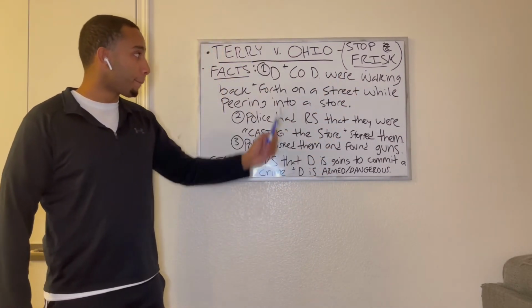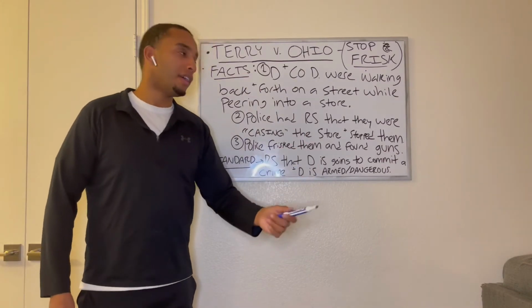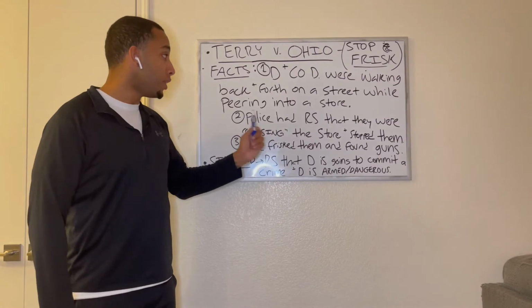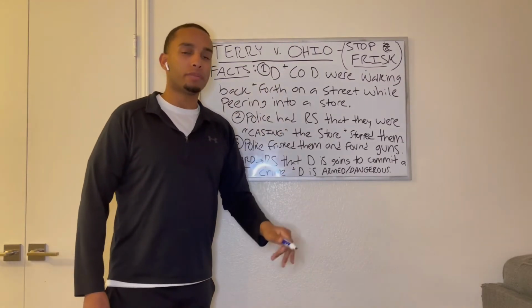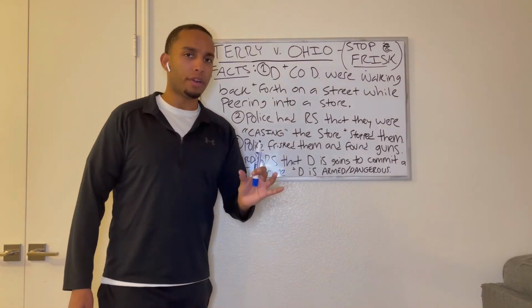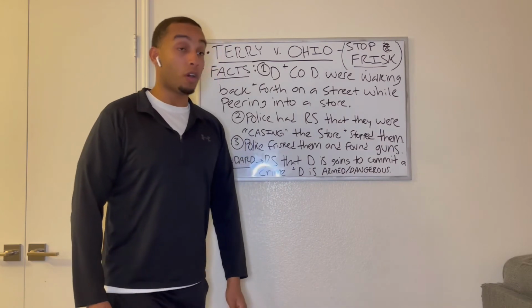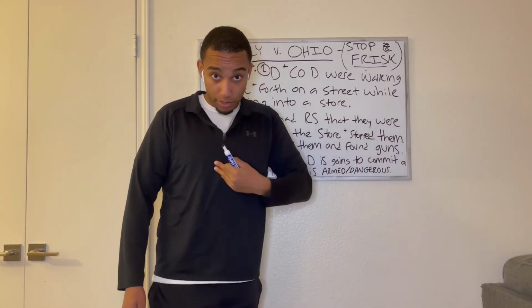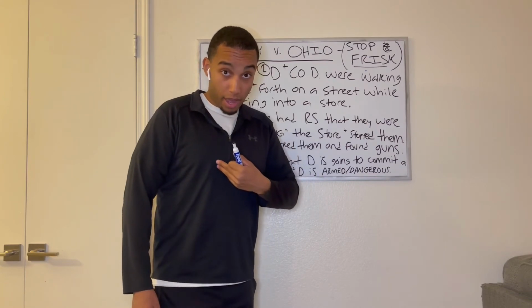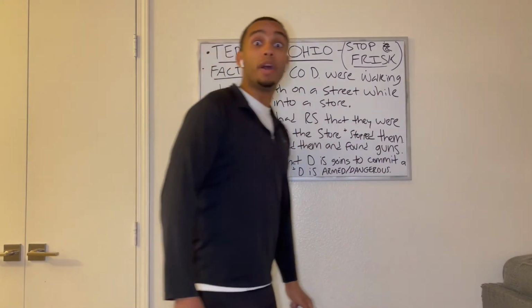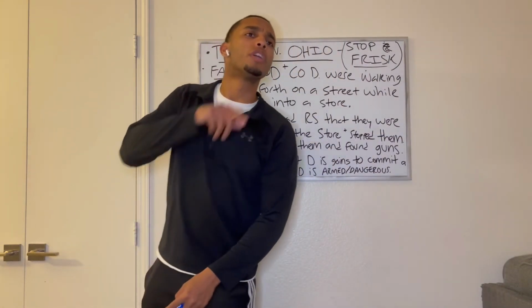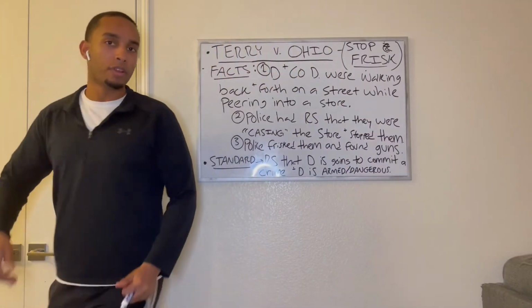Fact number 1, the defendant, Terry, and the co-defendant were walking back and forth in the street while peering into a store. Okay? Let me explain this a little better. So basically, him and his buddy are looking into a store. Okay, let's say you are the store. I'm Terry, and pretend that I have the co-defendant right here. We're walking back and forth, peering into the store, looking into the store, back and forth. That's what he was doing.